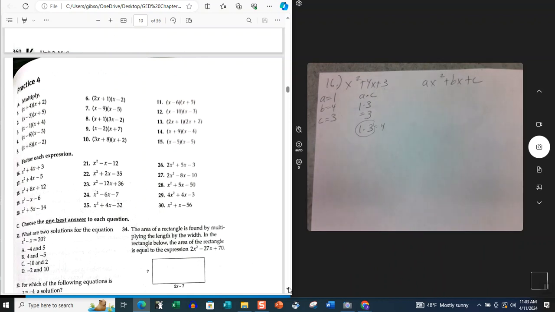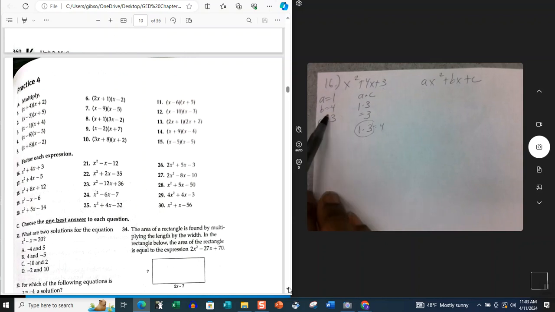Now, that is step 5. Step 5 is to find the factors of a times c that will multiply together to give you what a times c gave you, and then the same factors added together will give you what b is equal to. Okay, so now we move on.